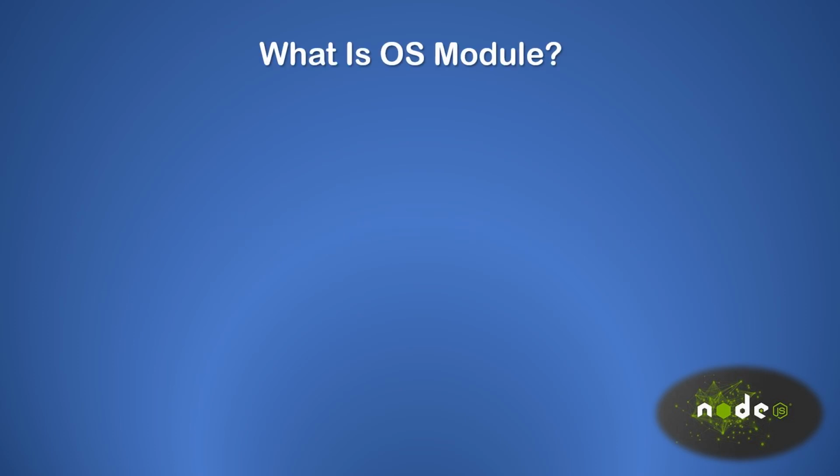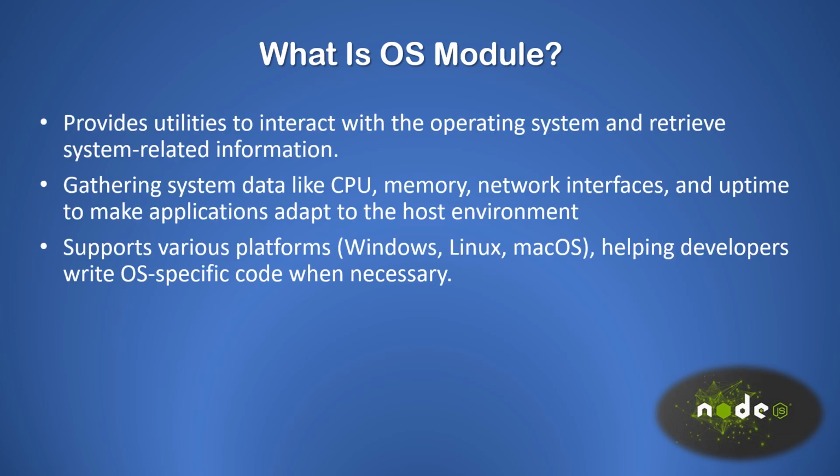So, now let's see what this OS module is. OS is nothing but, as you all know, the operating system. Node.js provides this module with several methods where we can interact with the underlying operating system. So what does it mean? It gives access to information like your CPU architecture, the network interfaces, system time, and more. This is especially useful when creating cross-platform applications that need to adjust based on the host environment.